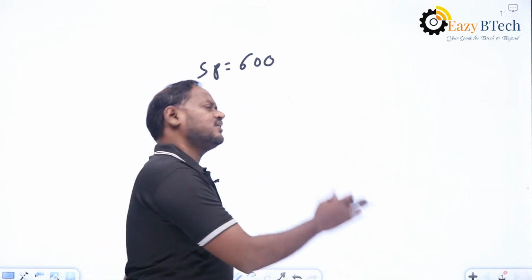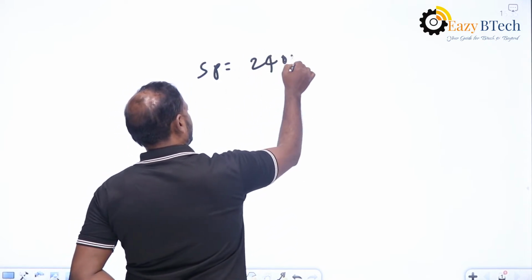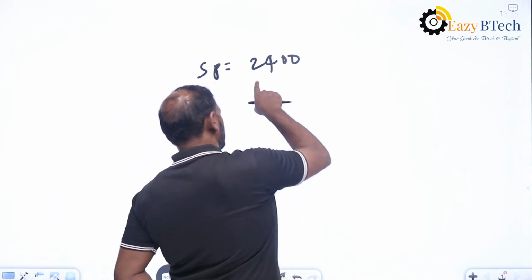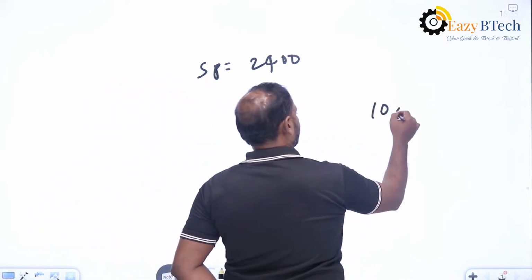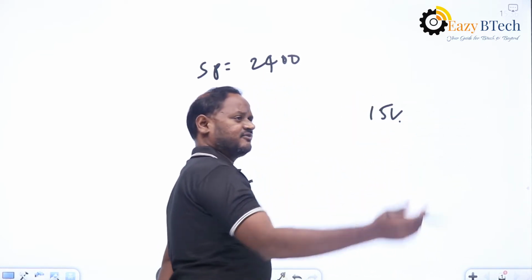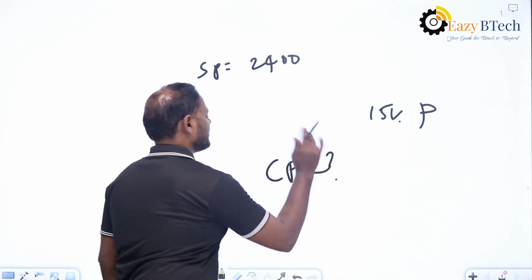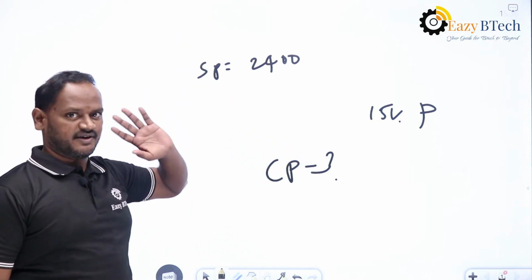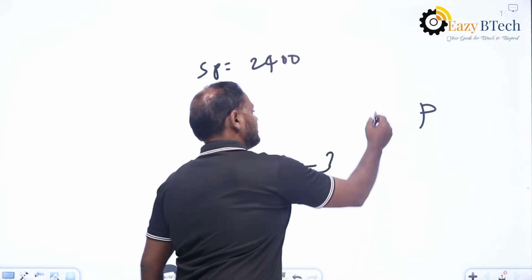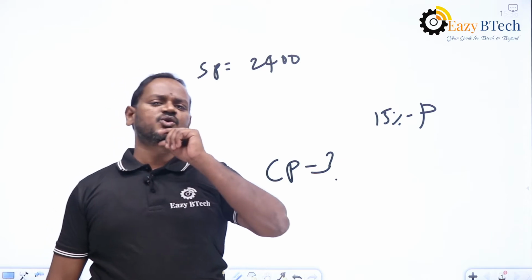Or else, no sir, I don't want 20% values. So choice is yours. Okay, for your comfort. The selling price of an article is 2400. By selling an article for 2400, I got 10% profit or 15%, for your intelligence. 15% profit. Find the cost price. That is the question I have.